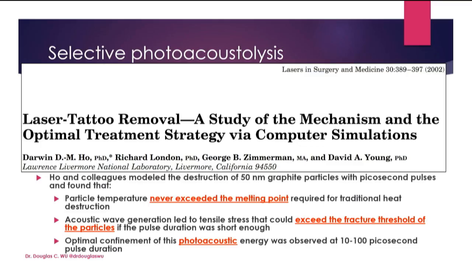And they found that the temperature of the particle never really exceeded the melting point. So you would think from photothermolysis that would maybe be one way that these could be destroyed, as they get melted by the heat. But actually that didn't happen.